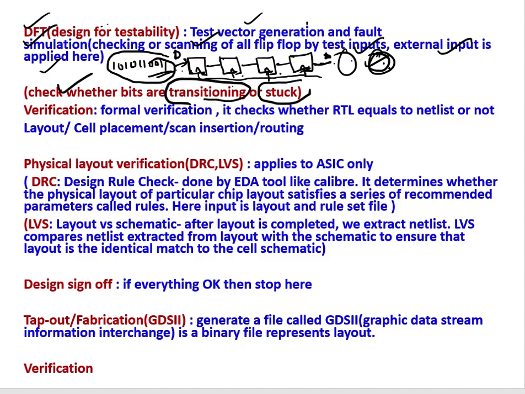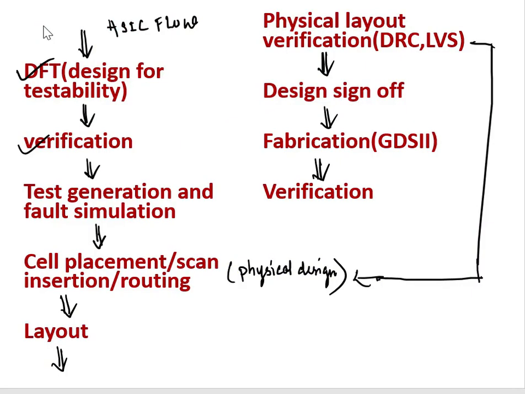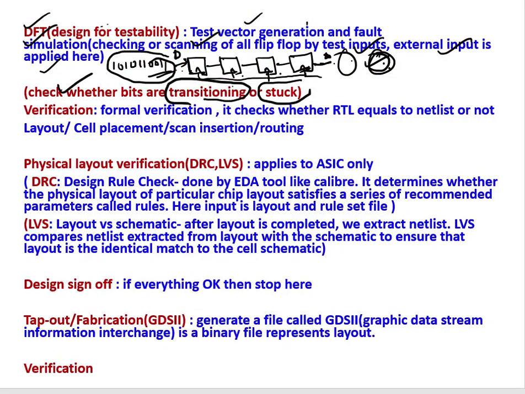The next one is verification. The next step is verification after DFT. This verification is called formal verification. This is not functional. There is a difference between functional and formal verification. Formal verification checks whether the RTL equals the net list or not.